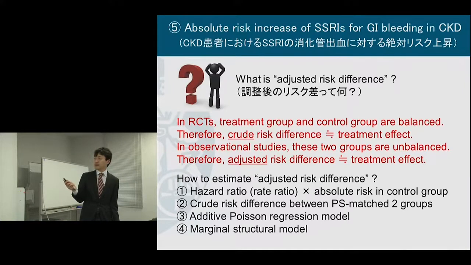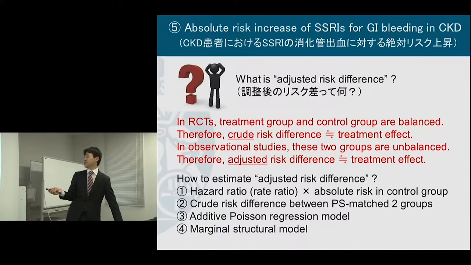And the first is probably the easiest one: hazard ratio or rate ratio multiplied by the absolute risk in the control group. But this may be a bit different from the true effect, with bias because of the proportional hazard assumption. This is a kind of rough estimate, so the statistician didn't recommend that I use this method.